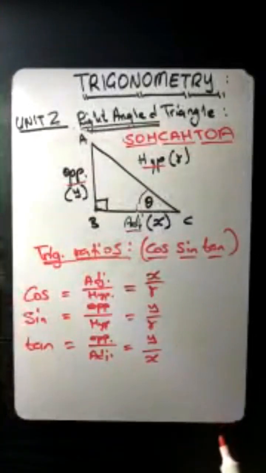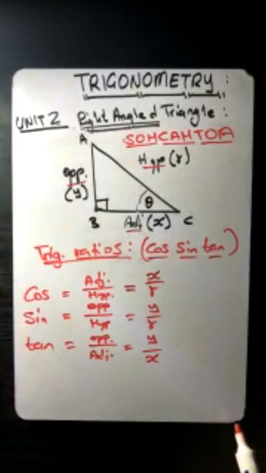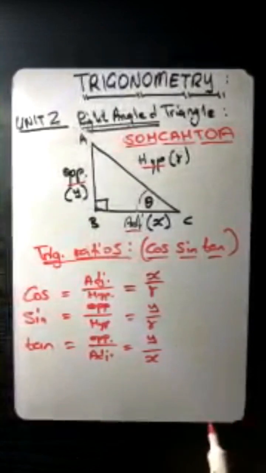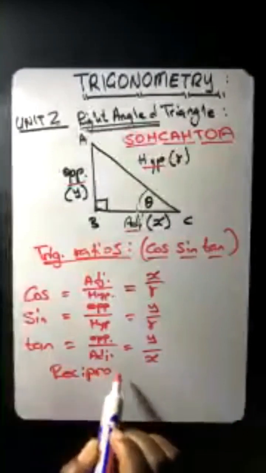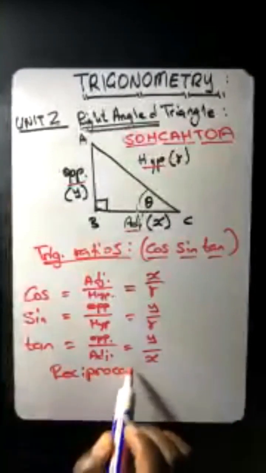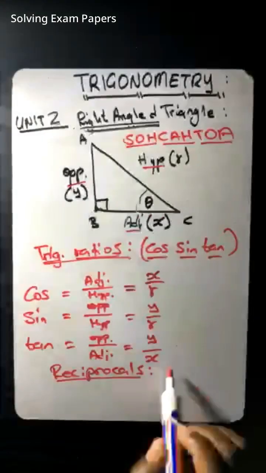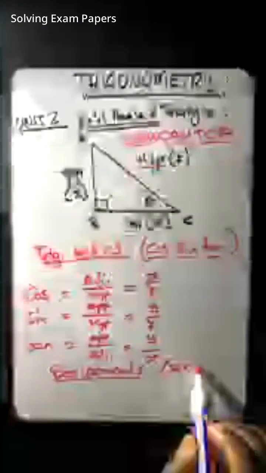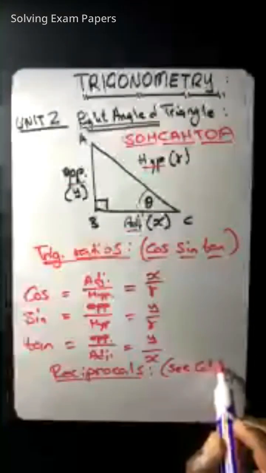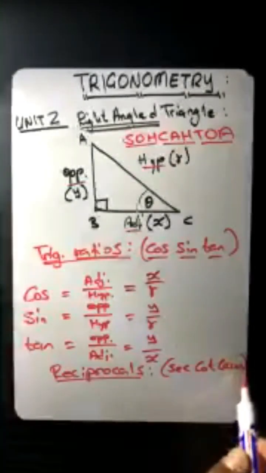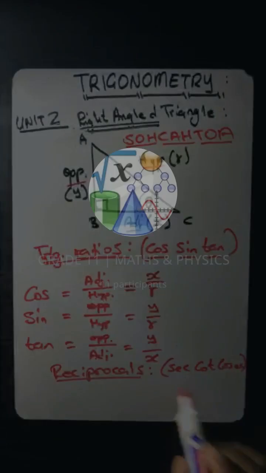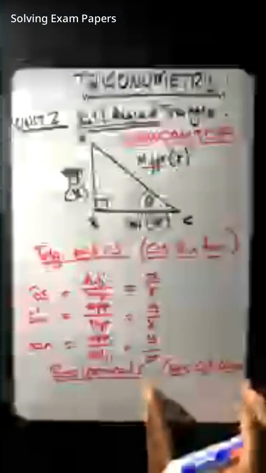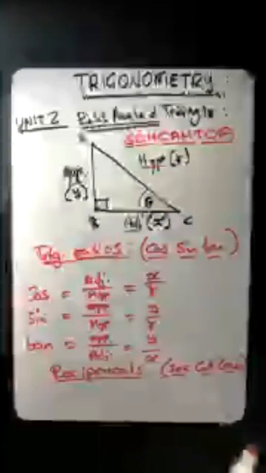But there's something called reciprocals, the cousins of trigonometric ratios. Maybe let me write it down. Reciprocals. What are the reciprocals? This is where we talk about sec, we talk about cot, we talk about cosec. I'm just not sure if you did this in grade 10, but I don't think so. You might be hearing these three for the first time. So these three are actually the cousins of those.